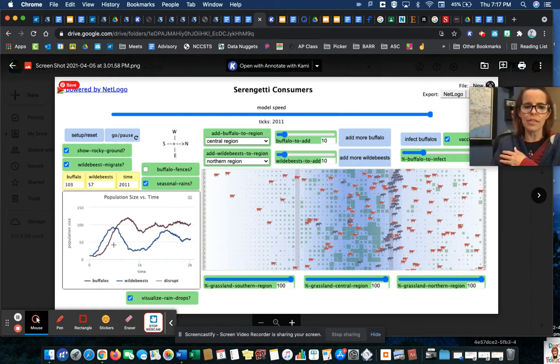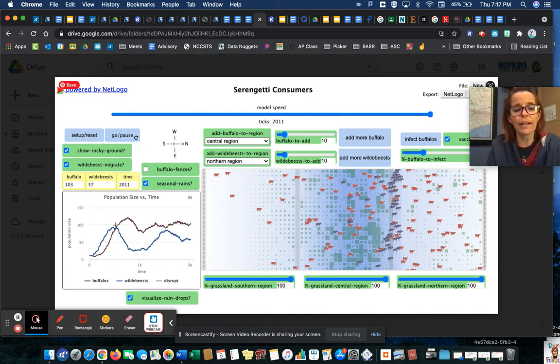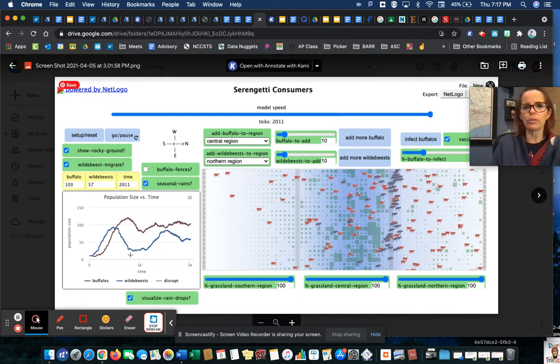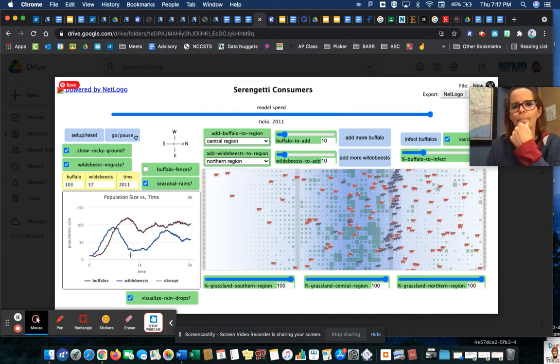What was interesting was when we added the disease and started infecting buffalo, the wildebeest population plummeted. Look at how fast. The blue line is the wildebeest population. It just crashed. Now, the buffalo population eventually started to go down also, but nowhere near as fast as the wildebeest population. I want us to puzzle over what is going on here.